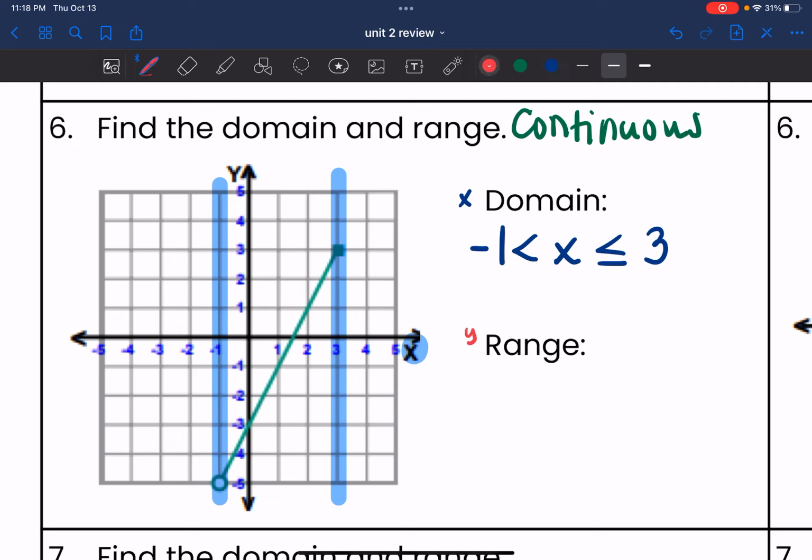Okay, for range, we're looking at our y-axis. So I'm just going to enclose our shape here. Make sure that the entire shape is in between the two lines that you draw. And we want to go bottom up. So the lowest is at -5, and again, that's an open circle. So -5 is less than y. Then at the very top, that's +3, and this circle is all colored in. So less than or equal to +3.